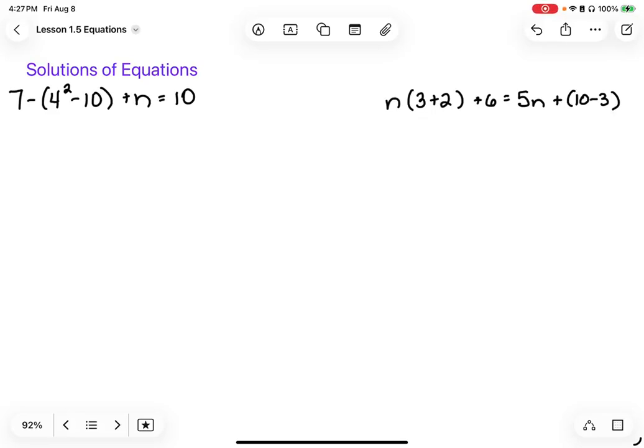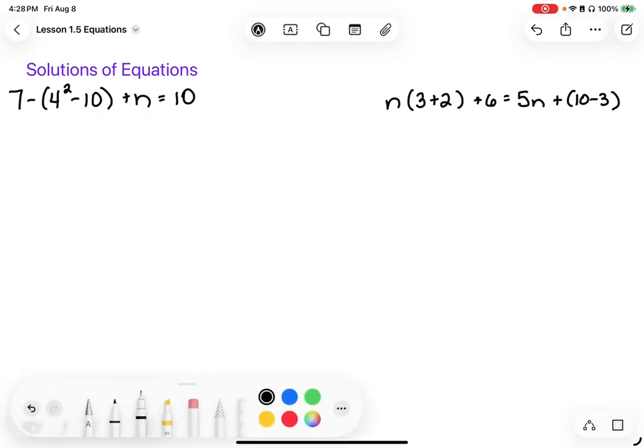Let's go ahead and solve a couple of equations. Now, when you solve an equation, your goal is to find the value of the variable. So when we're looking at an equation, the first thing we want to do is locate the variable. So in this first equation, here it is, it's n.